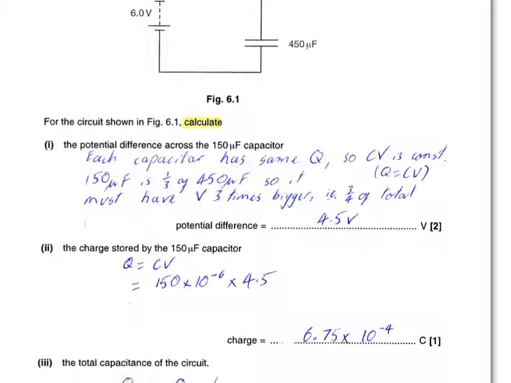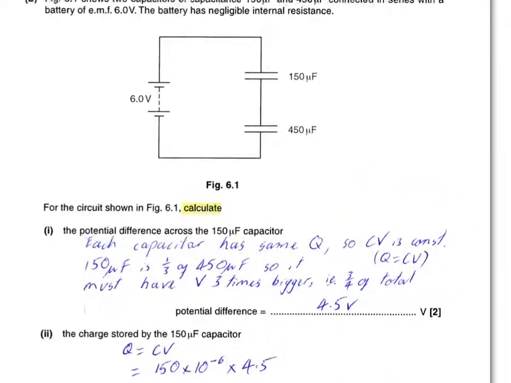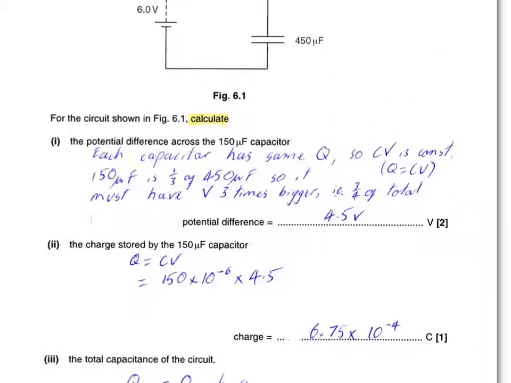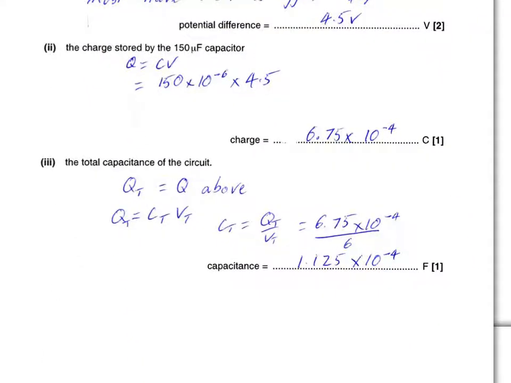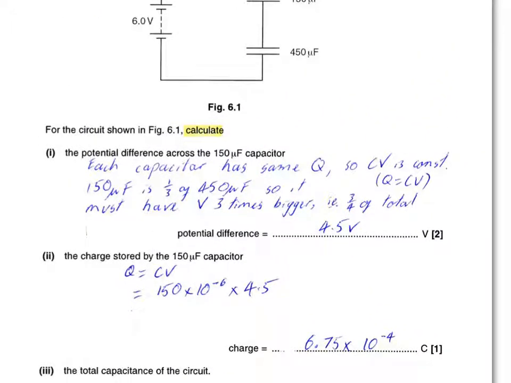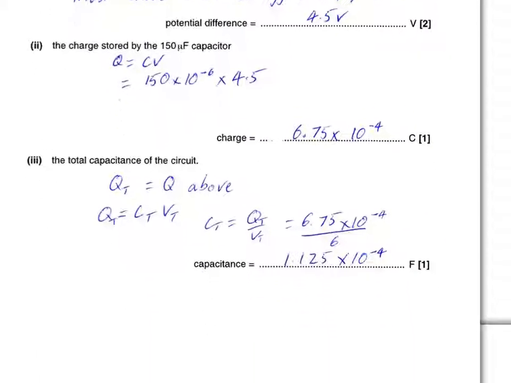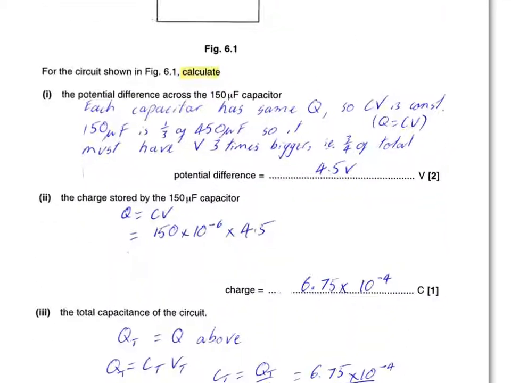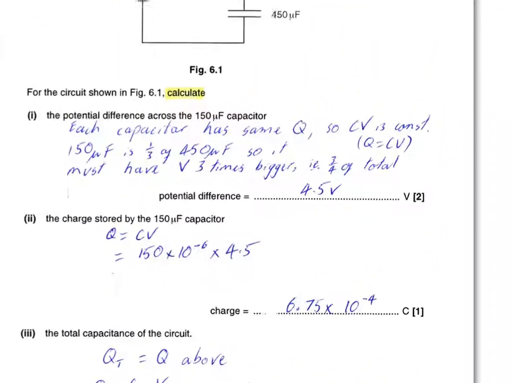We're asked to calculate the potential difference across the 150 microfarad capacitor, calculate the charge stored in that 150 microfarad capacitor, and to calculate the total capacitance of the circuit. Now, I'm going to take you through this in two ways, one of which answers the questions in the order that they're asked, but has a very difficult starting point, and the others are dependent on that. We'll then have a look at an alternative, which is, oddly enough, to start at the end and work forward.